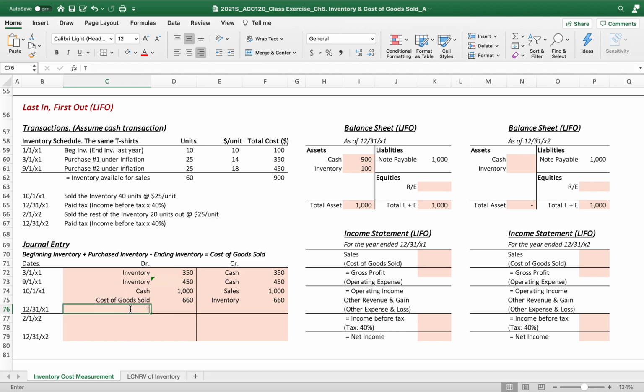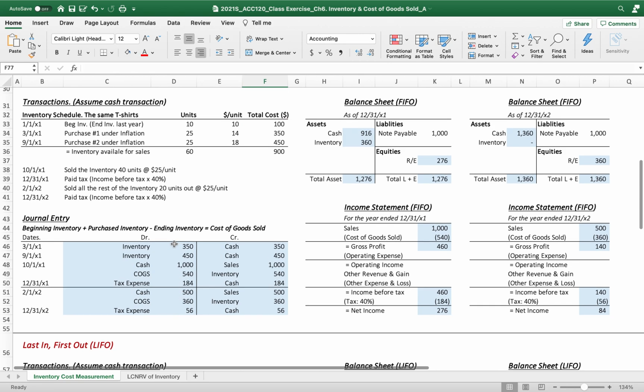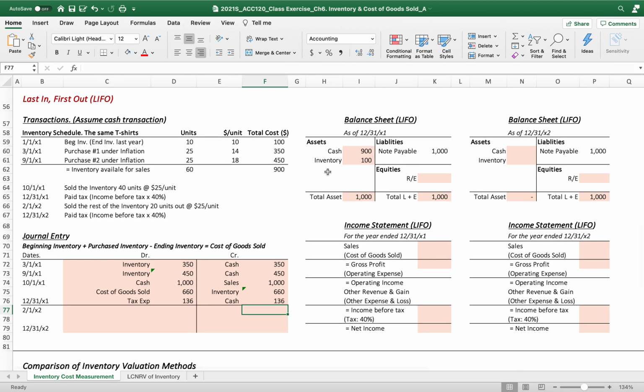Then how to measure the tax expense? Tax expense, as in the practice, the same way: the sales minus cost of goods sold times 40%. So cash out 136. As you can see, we have a totally different cost of goods sold amount from the FIFO method, right?